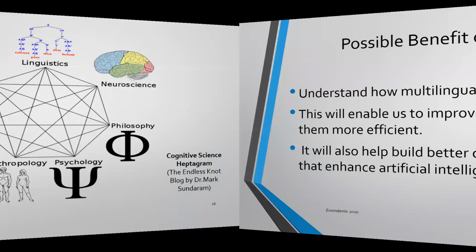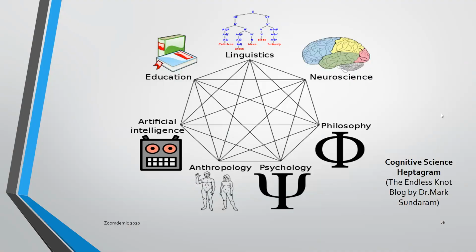As I said, linguistics is related to neuroscience, psychology, philosophy, and artificial intelligence. This is taken from the Endless Cognitive Science Heptagram. It illustrates how linguistics is actually connected to all these fields. Selected references. And thank you for listening.